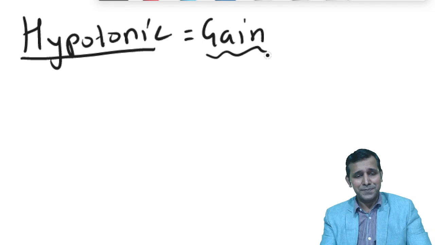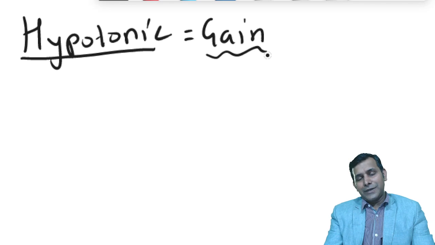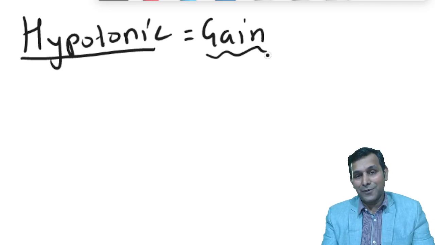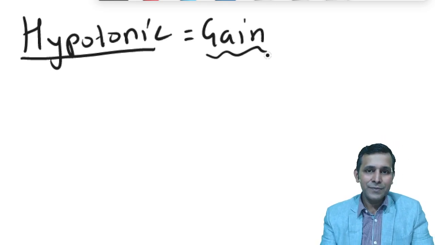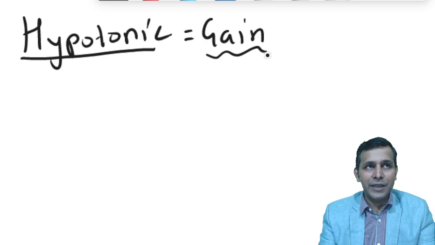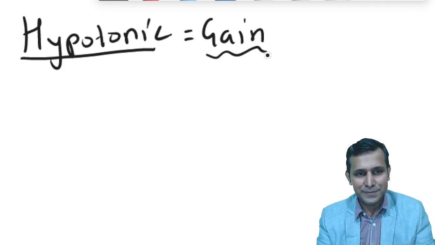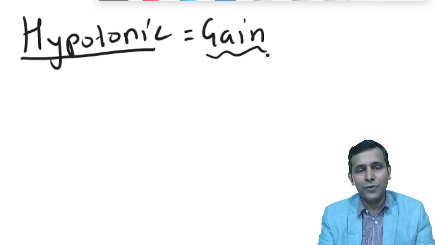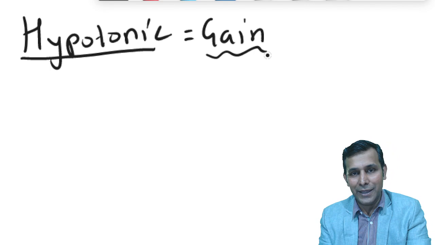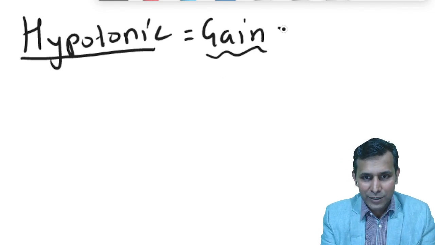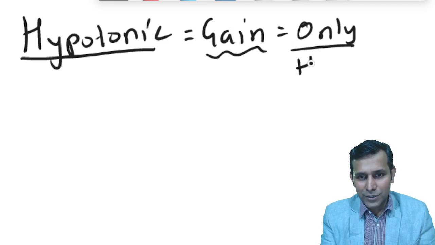Suppose you are thirsty and you drink 4 to 5 glasses of tap water, that can be an example of hypotonic gain. Only plain water has been taken. Or a marathon runner, losing a large amount of sweat, drinks only plain water, that too in very large quantity. So it's only hypotonic gain, meaning the person is gaining only water. I will write down here, only water is gained.